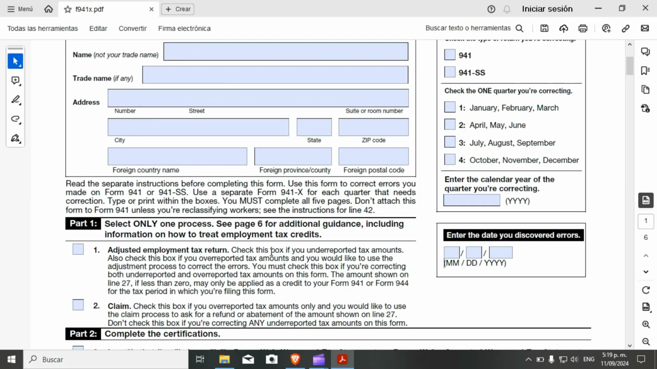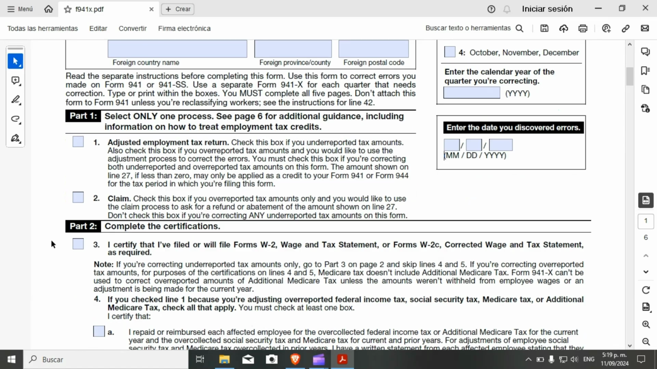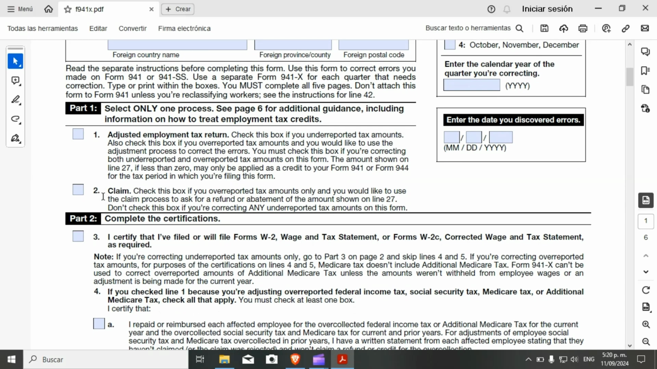Now let's go ahead and proceed. And now this is a very important section right here. This says Part One, only select one process. Number one is adjusted employment tax return. Nope, because we're not making an adjustment to a return. We are reporting a claim. So you would check number two because you have over-reported taxes, and so now you are looking to get that money returned, and you've overpaid those taxes. Okay, so this is for taxes that you've already paid. If you did not pay these taxes, then obviously you cannot get it returned, right?